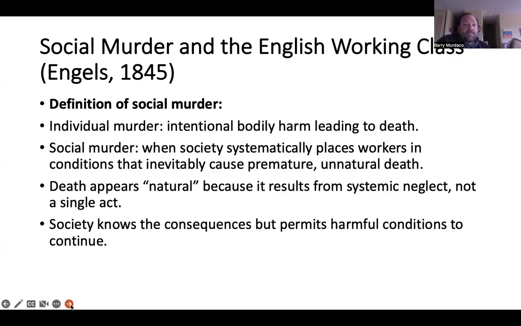The socialist writer, Marxist, Friedrich Engels, coined the term social murder in his book on the English working class in 1845. So Engels defines social murder as when society systematically places workers in conditions that inevitably cause premature, unnatural death. Death appears, quote unquote, natural because it results from systemic neglect, not a single act. Society knows the consequences, but permits harmful conditions to continue.